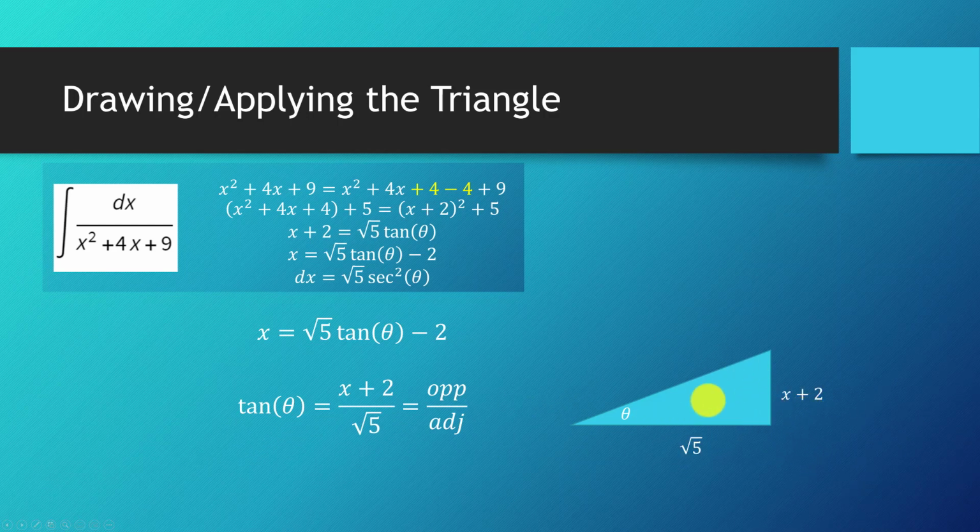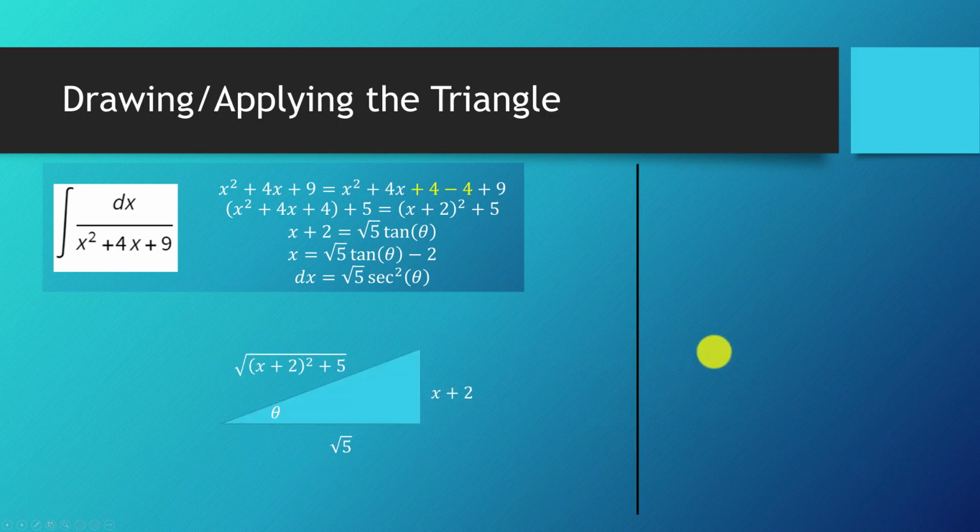And then the hypotenuse is going to be the square root of 5 squared plus x plus 2 squared. So it's going to look the same as this factored version of it, x plus 2 squared plus 5, but with a square root over it.